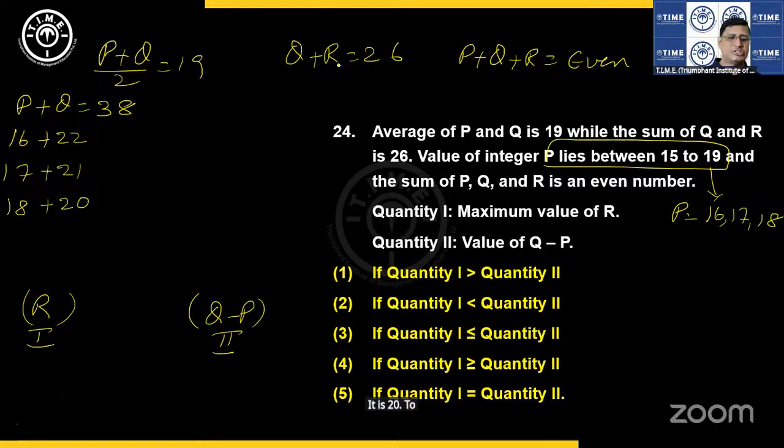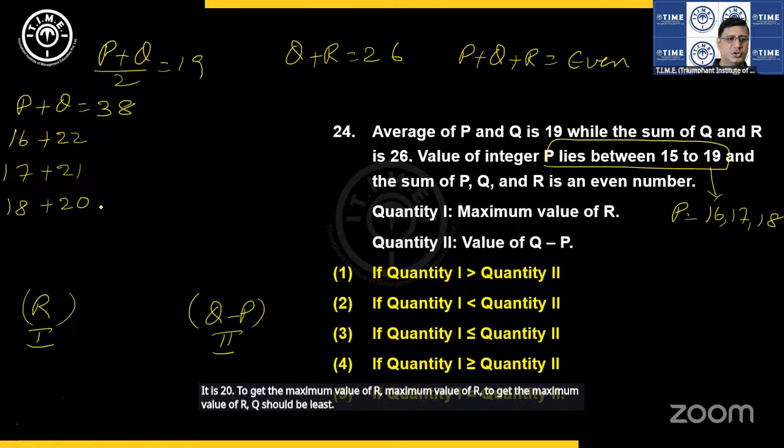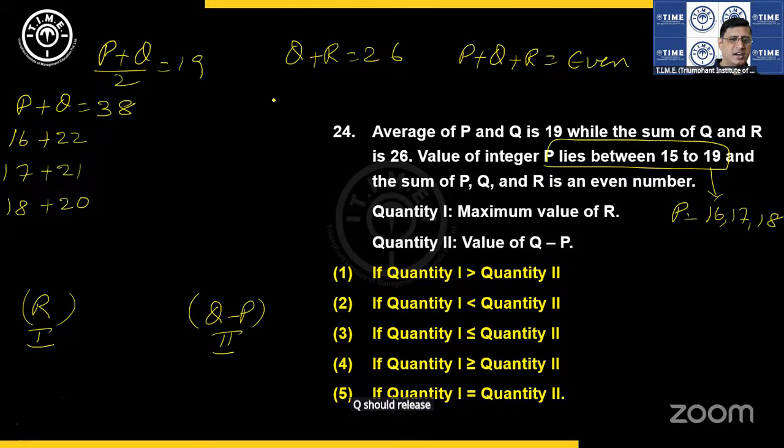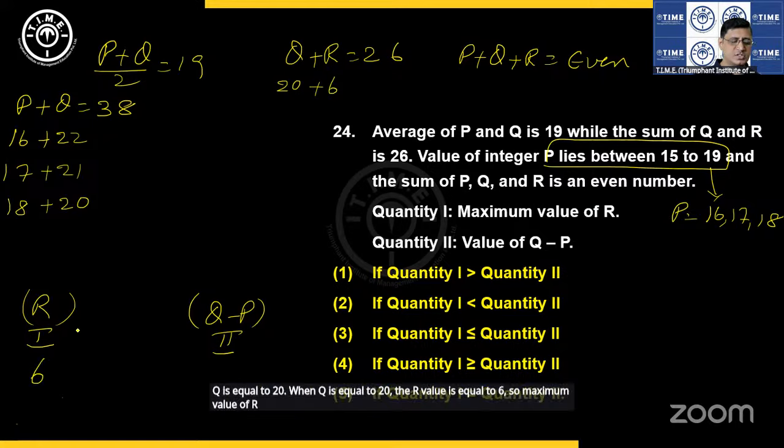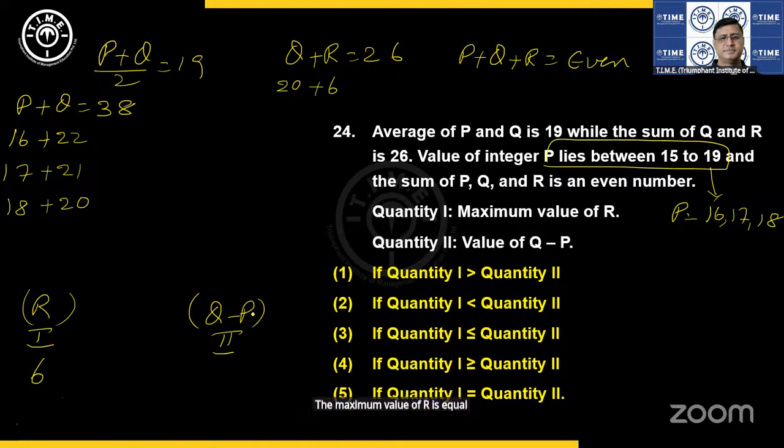To get the maximum value of R, Q should be least. Q should be least means, what is the least value? Q is equal to 20. When Q is equal to 20, the R value is equal to 6. So the maximum value of R is equal to 6.